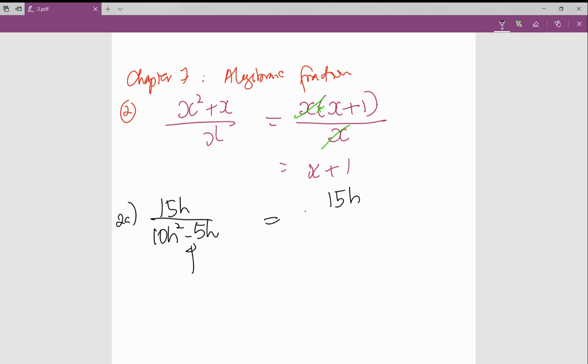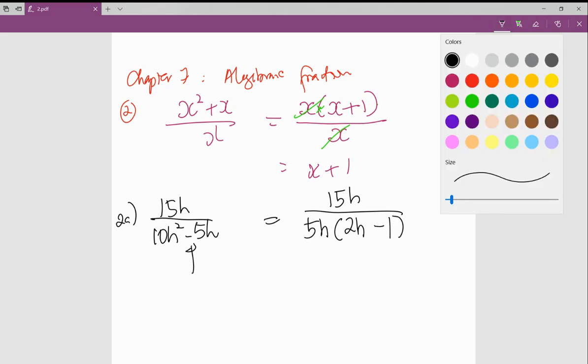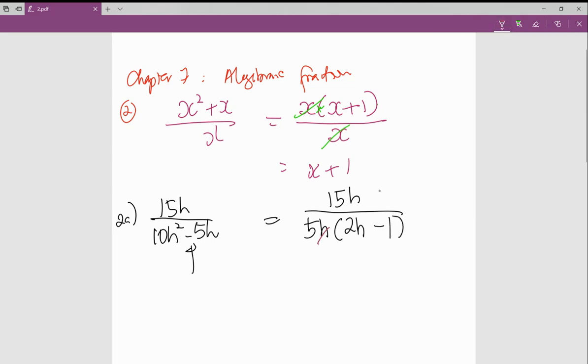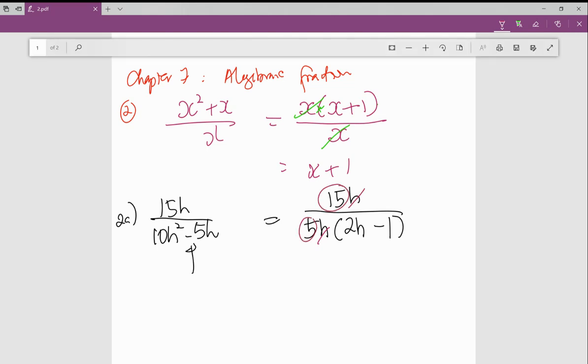You have 15h. The denominator, you realize I can factorize 5 and h out. I'm left with 2h minus 1. Now the h and h I can cancel off, is common. Now 15 divided by 5 is actually 3. So the final answer is 3 over 2h minus 1.